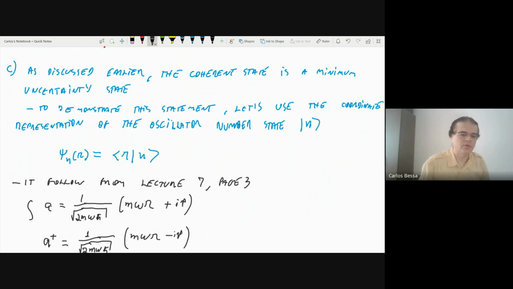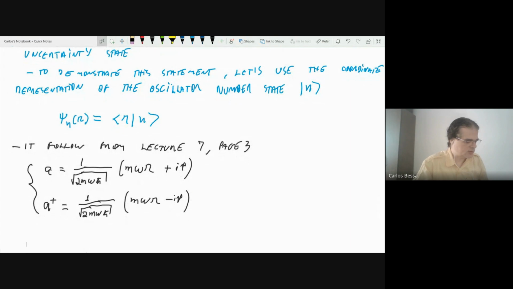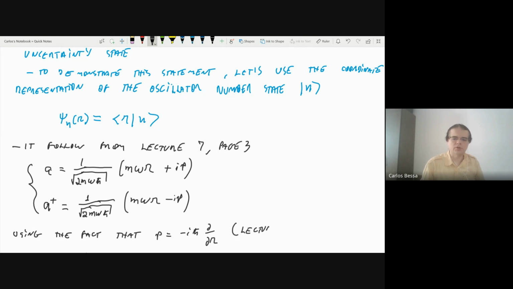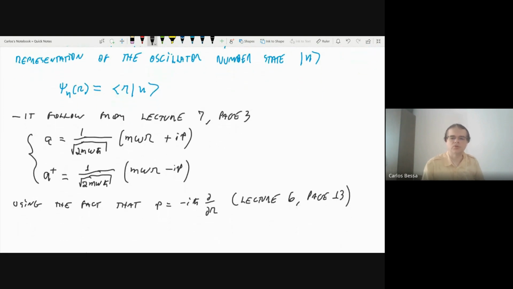Okay, so this was defined before in lecture 7, and we also show, just a review, using the fact that P is minus i h bar d/dR. We saw this in lecture 6, page 13. So, okay, in the notes, we can find page 13, the notes associated with lecture 6.